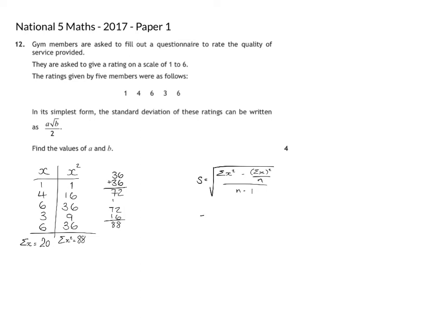So I can put my numbers into my standard deviation formula. So my sum of x squared, which is what comes first, is 88, minus sum of x squared, so that's 20 squared, divided by n, which is how many there are, which is 5, all over 5 take away 1. So now simplifying this a little bit. So 88 minus 20 squared, which is 400, divided by 5 all over 4.